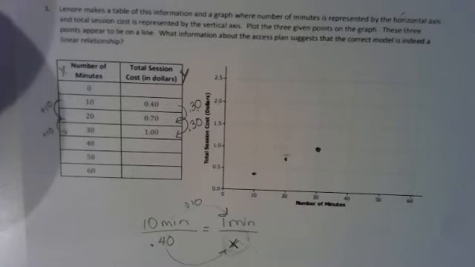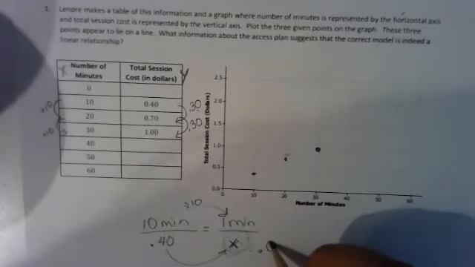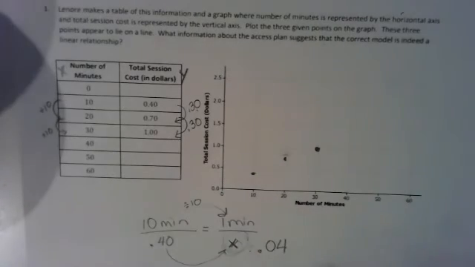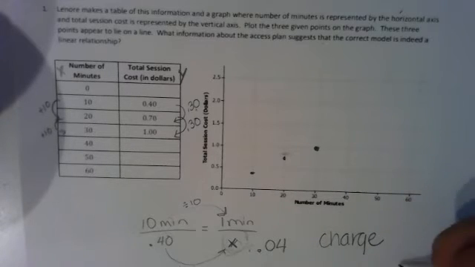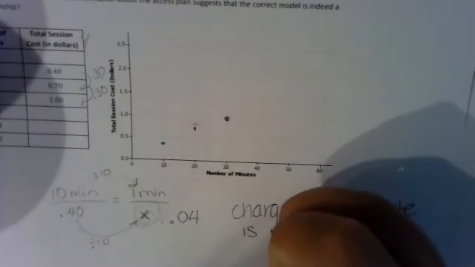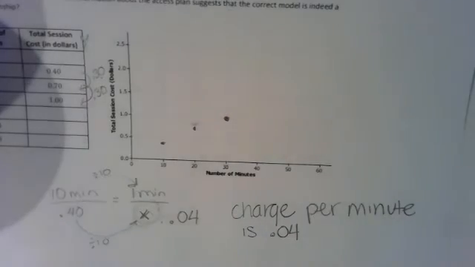So if I have 40 cents divided by 10, how much is that going to be? 4 cents. Okay. So then, what is the charge per minute of use? The charge per minute is 4 cents.